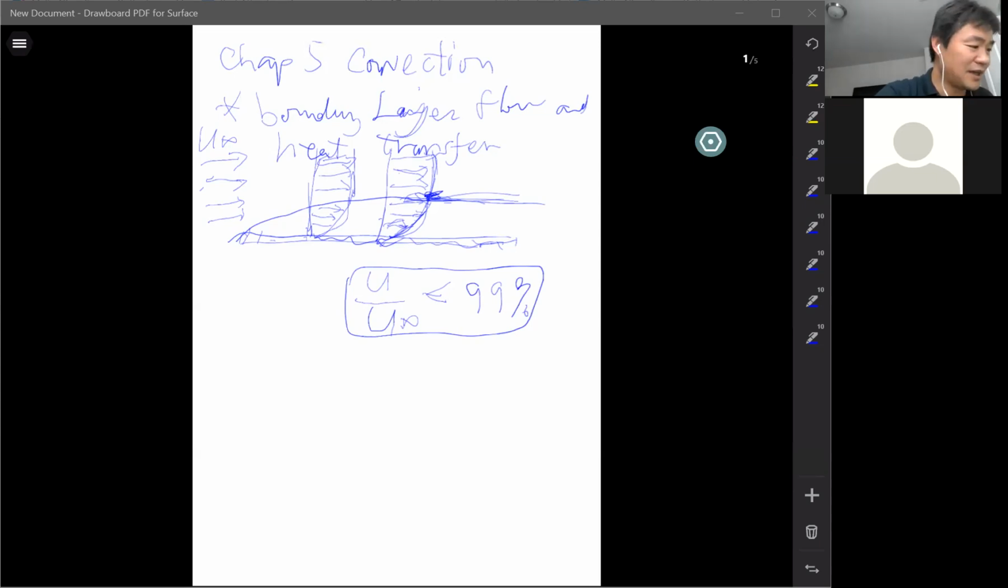This is the flow boundary layer. Actually, there is also the thermal boundary layer. We're going to talk about it a little bit later. Let me introduce the flow boundary layer first.